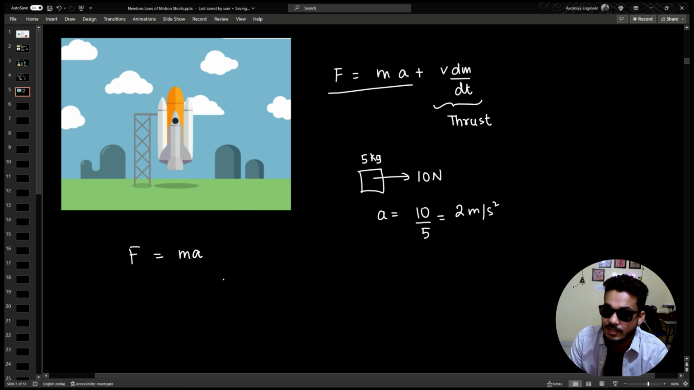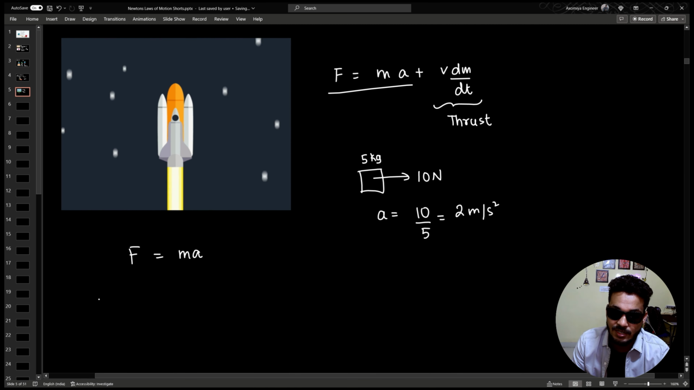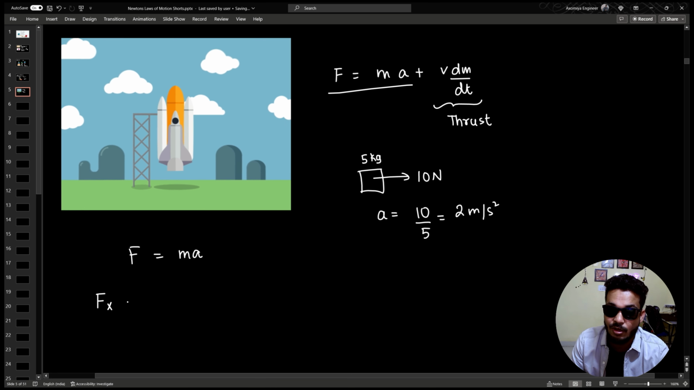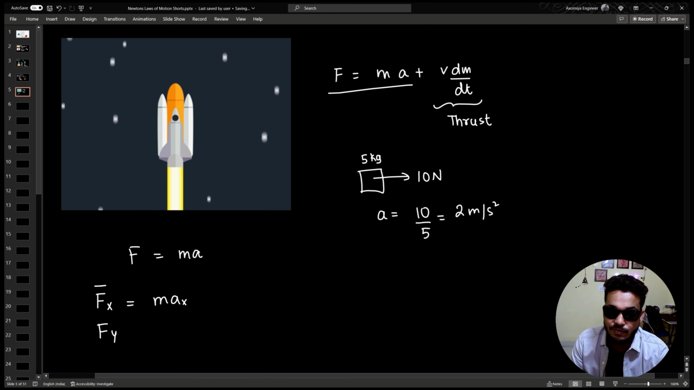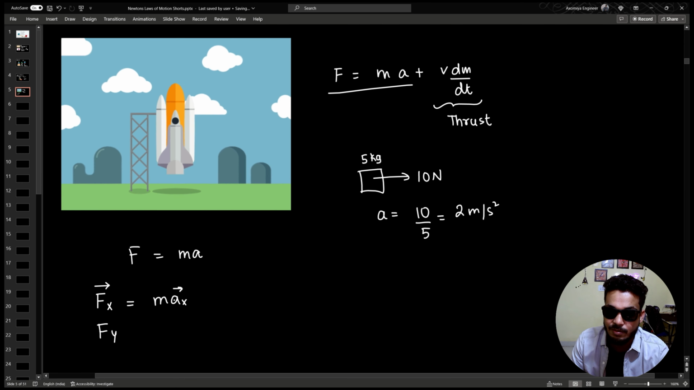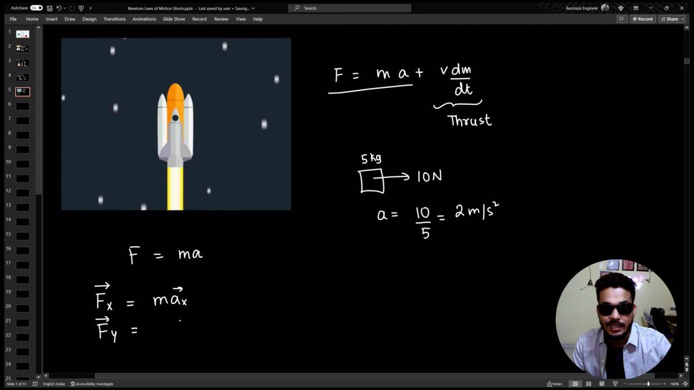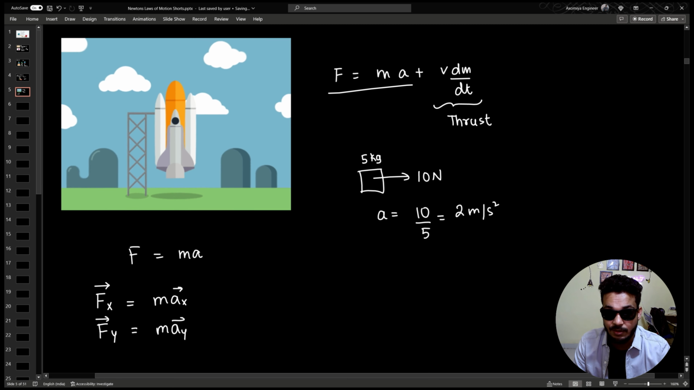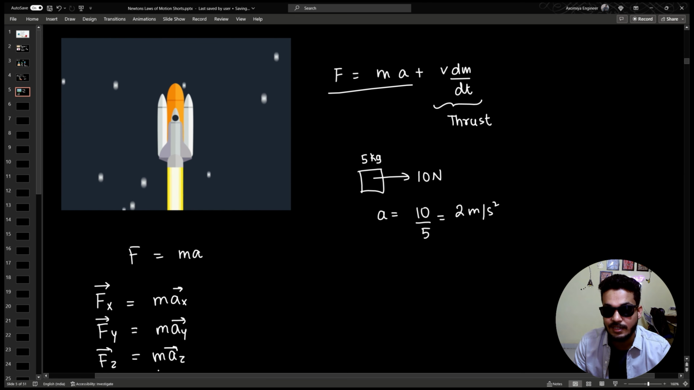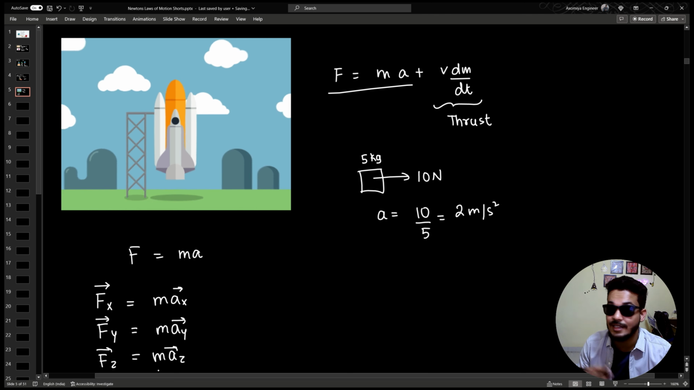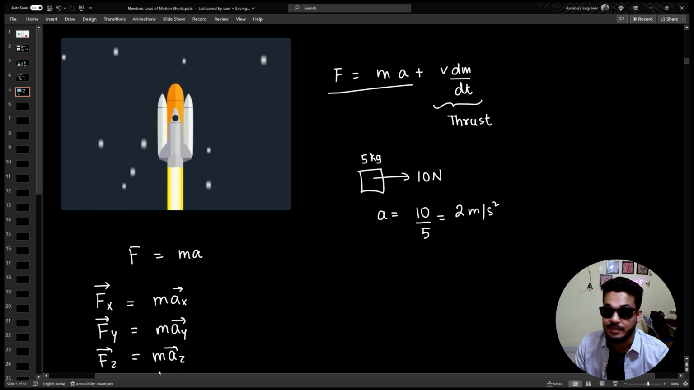Just like the first law, this is valid not just in one direction but in all the separate directions. If you want to find out the forces along x, you could do m into ax. Forces along y, and please don't forget to give this arrow sign on top, implying that these are vector quantities. Fy is equal to m into ay, and Fz is equal to m into az. This is essentially the second law, which is given to us by the very great Mr.